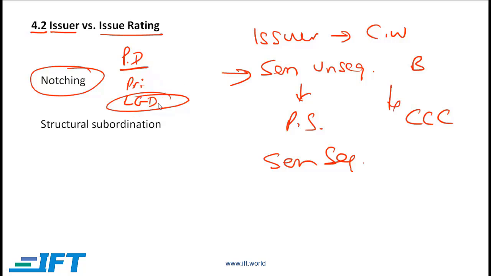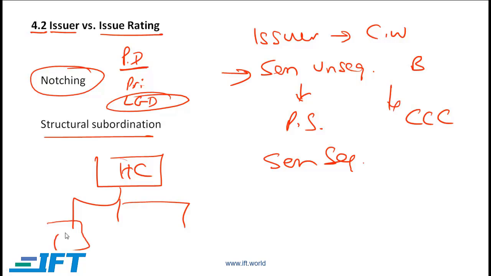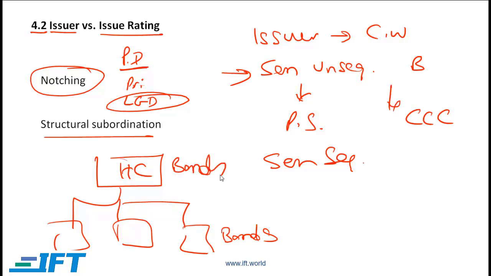So these factors also contribute in coming up with the notching factor. You should also understand the concept of structural subordination. If we have a parent holding company with multiple subsidiaries, so let's say these are separate operating units, and let's say that each one of these operating units have issued bonds of their own, plus let's say the holding company has also issued bonds.